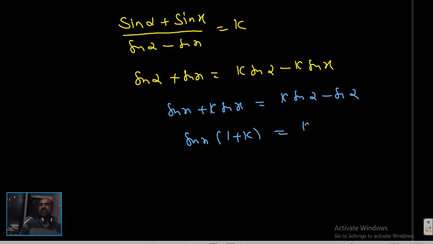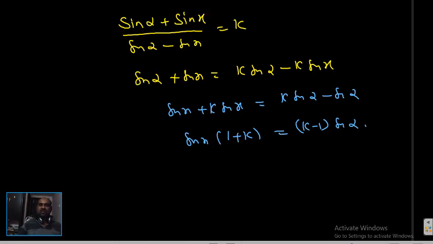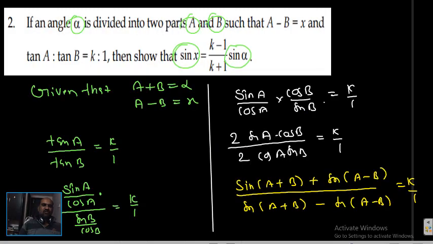Here, sin alpha is taken common: (k minus 1) into sin alpha. What do you want? Sin x equal to (k minus 1) by (k plus 1) into sin alpha. I think that only you want. K minus 1, k.